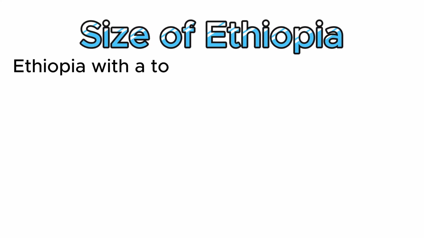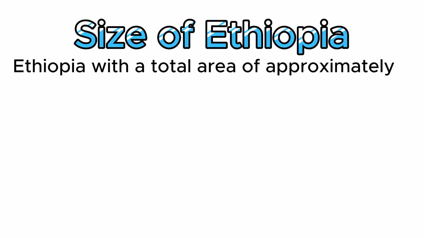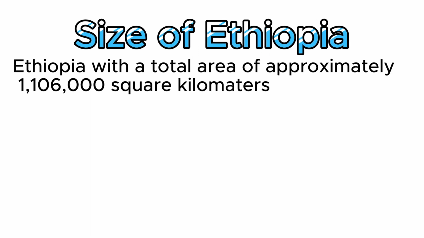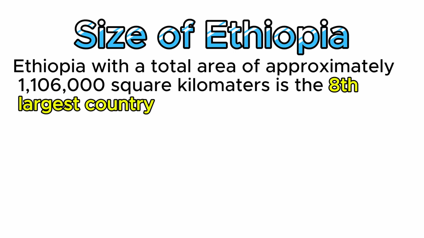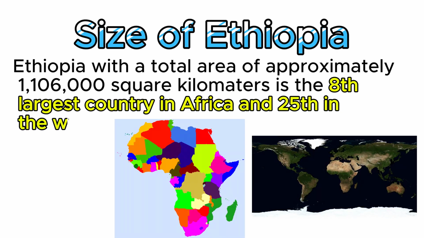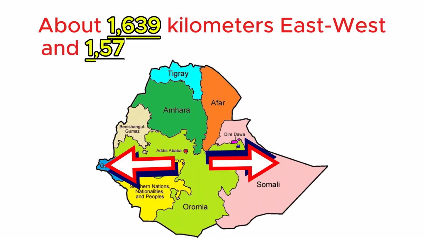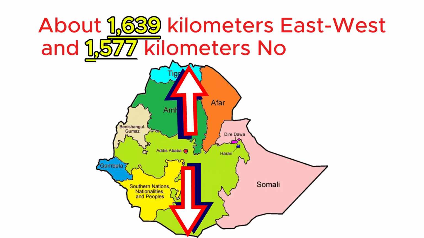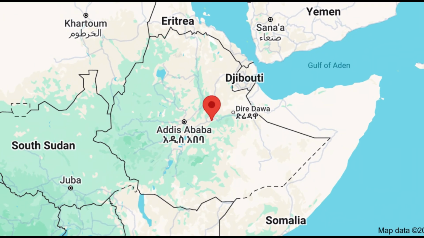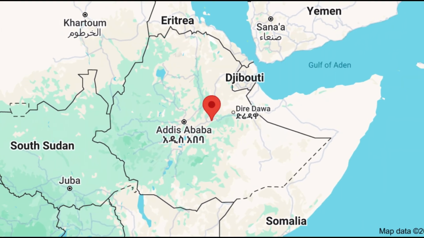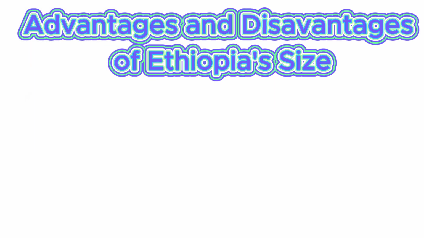Let's start by looking at the size of Ethiopia. Ethiopia, with a total area of approximately 1,106,000 square kilometers, is the 8th largest country in Africa and the 25th in the world. It extends about 1,639 kilometers east-west and 1,577 kilometers north-south. Ethiopia's size also affects the country's natural and human environment.